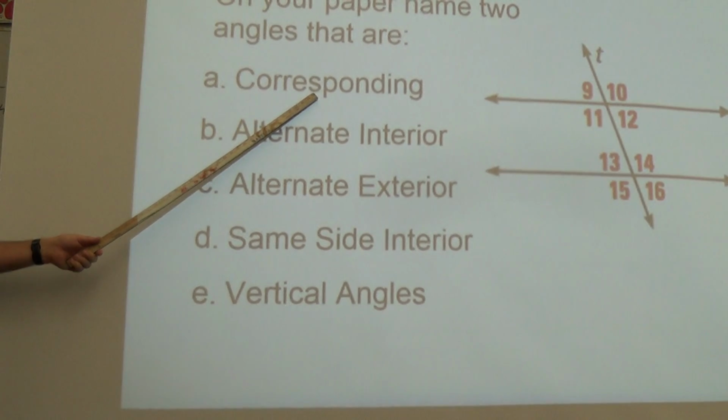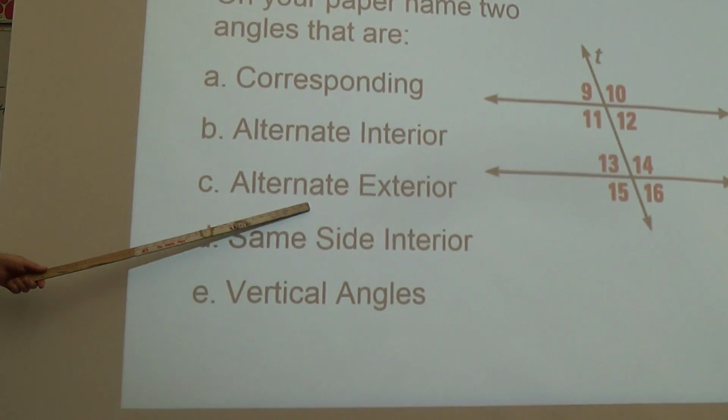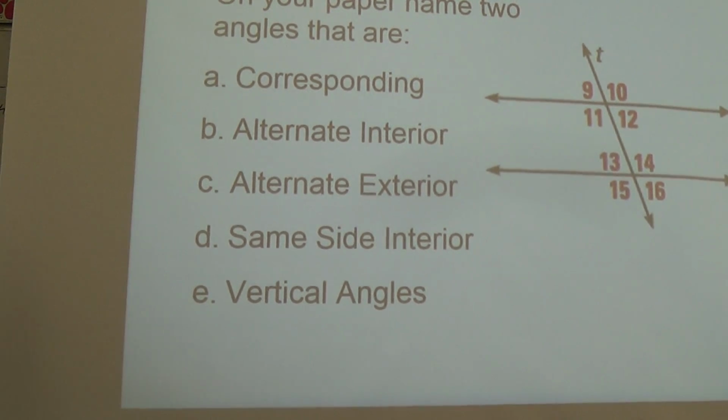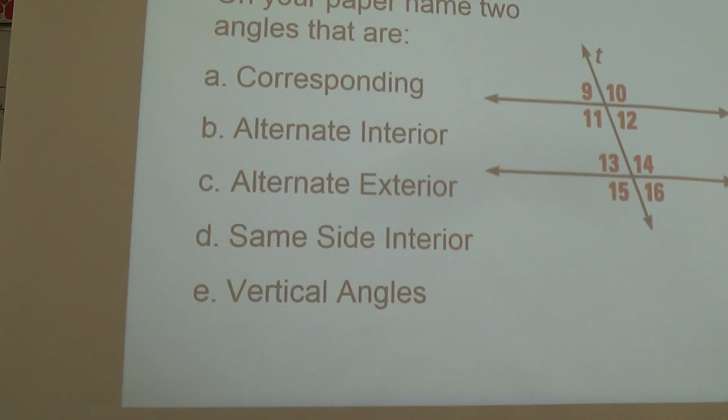So angles that are corresponding, angles that are alternate interior, alternate exterior, same side interior, and vertical angles. Make a list. List those down for me, please. Do we have to list all the angles? Yes. On your paper, name 2 angles that are for each one. So one pair of angles that are corresponding, alternate interior, alternate exterior, same side interior, and vertical.